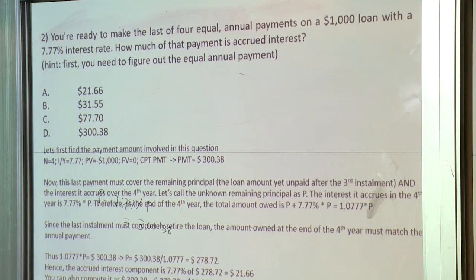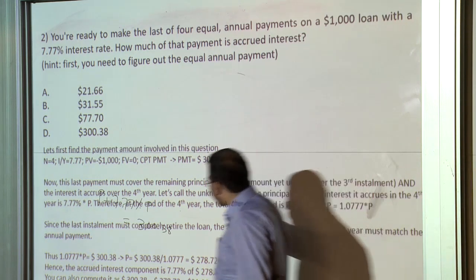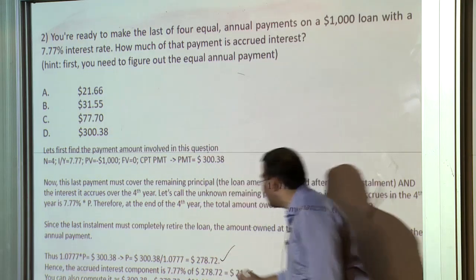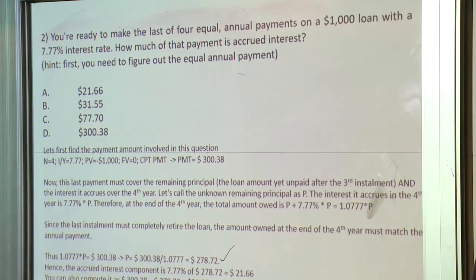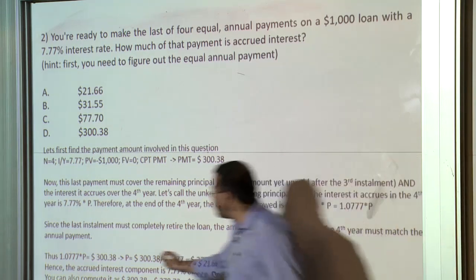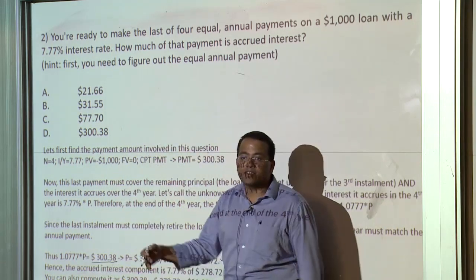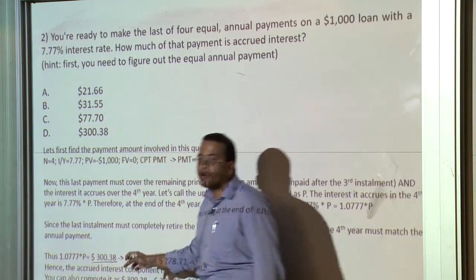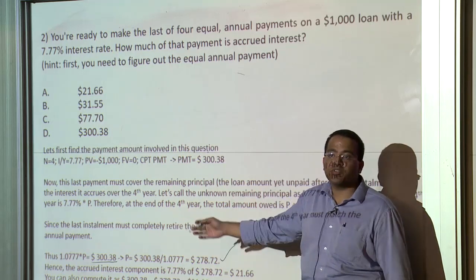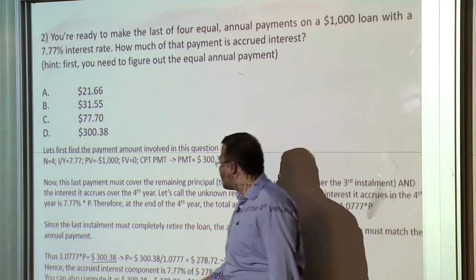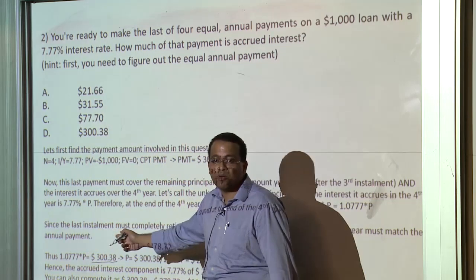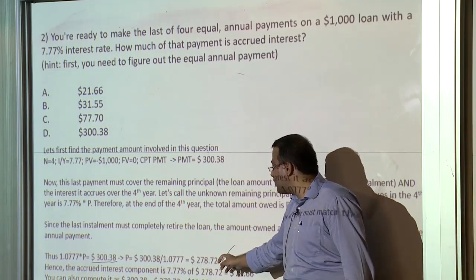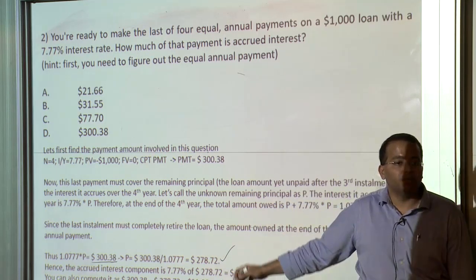Okay, if you just go ahead and solve this, you'll find that P is equal to 278.72. I set up this equation here: P plus 7.77% of P is equal to 300.38, which makes 1.0777P equal to 300.38. Divide both sides by the same number, 1.0777, and that gives you a P of 278.72. This is simple algebra.